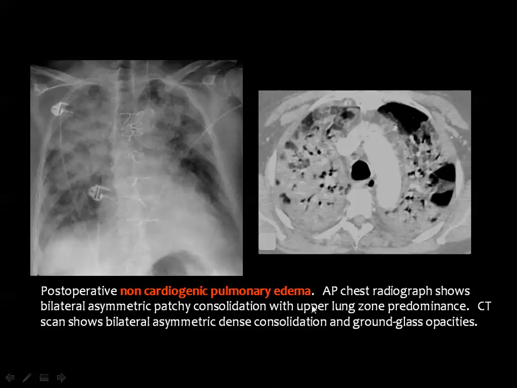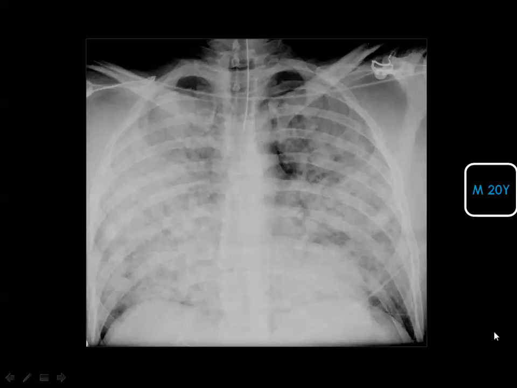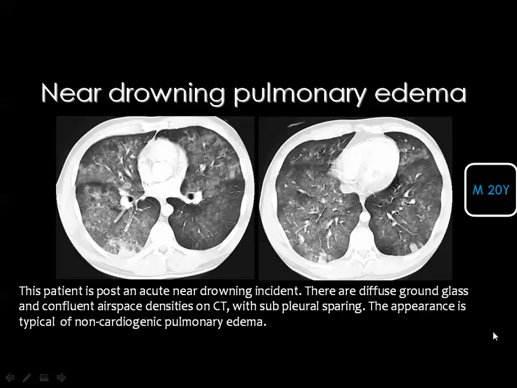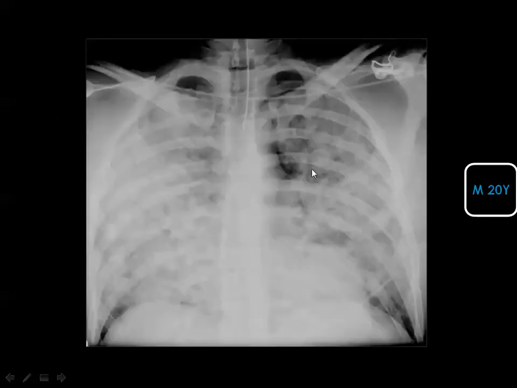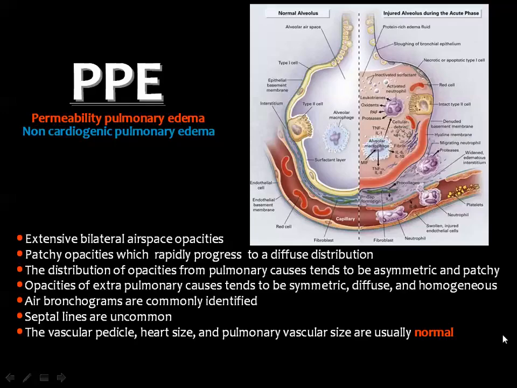Another case of non-cardiogenic pulmonary edema showing extensive pulmonary opacities seen well in the X-ray as well as in the CT scan. High altitude is also one of the causes of non-cardiogenic pulmonary edema. You can see the opacities on both sides, and this is another cause, what is known as near-drowning pulmonary edema. You can see extensive pulmonary opacities in both lung fields, and on the CT scan, you can see extensive ground glass veiling of the pulmonary parenchyma on both sides.